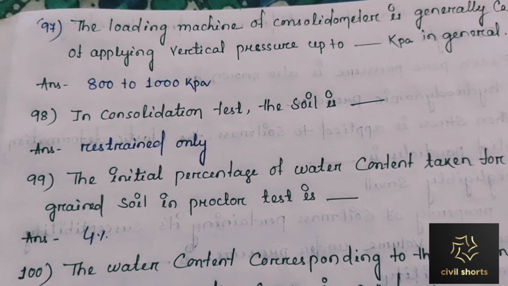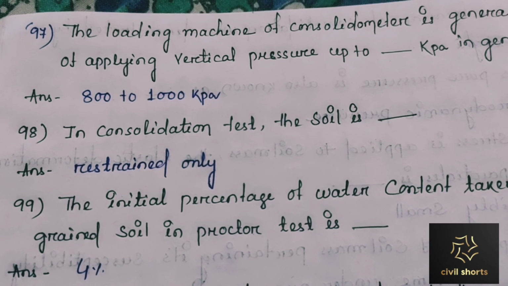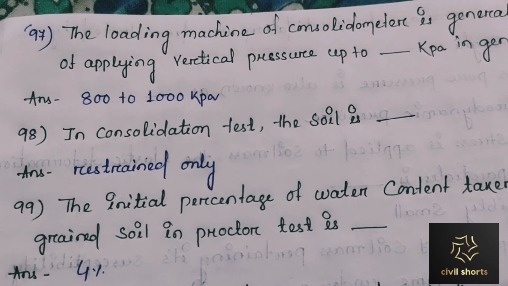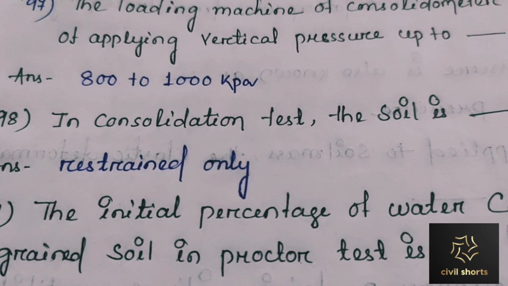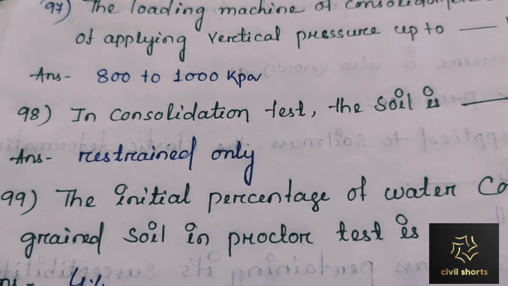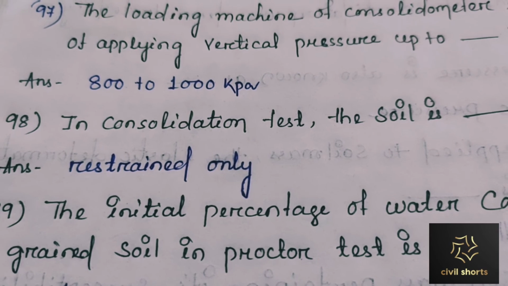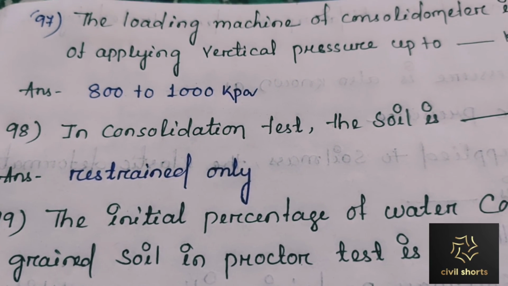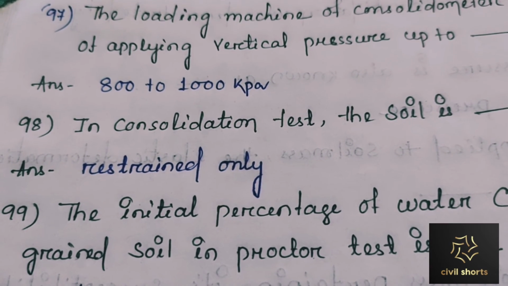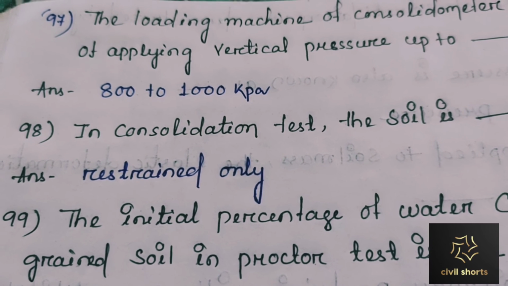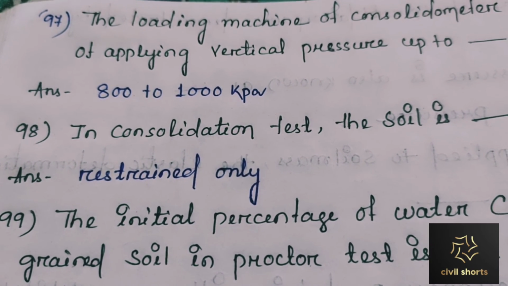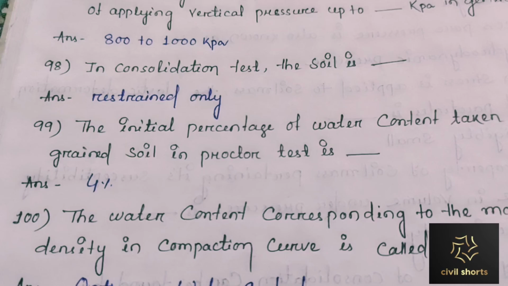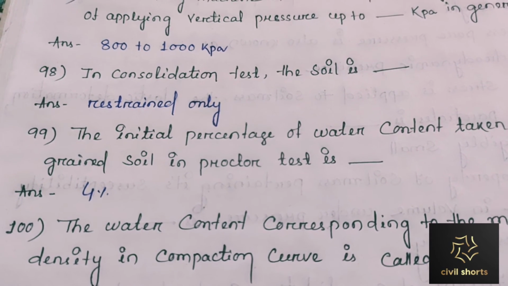Then question number 98. In consolidation test, the soil is dash. Answer is restrained only, because in consolidation test, since the load on the soil specimen is applied in the vertical direction, the deflection due to the load is also in the vertical direction. Hence, in the consolidation test the soil is also restrained laterally.